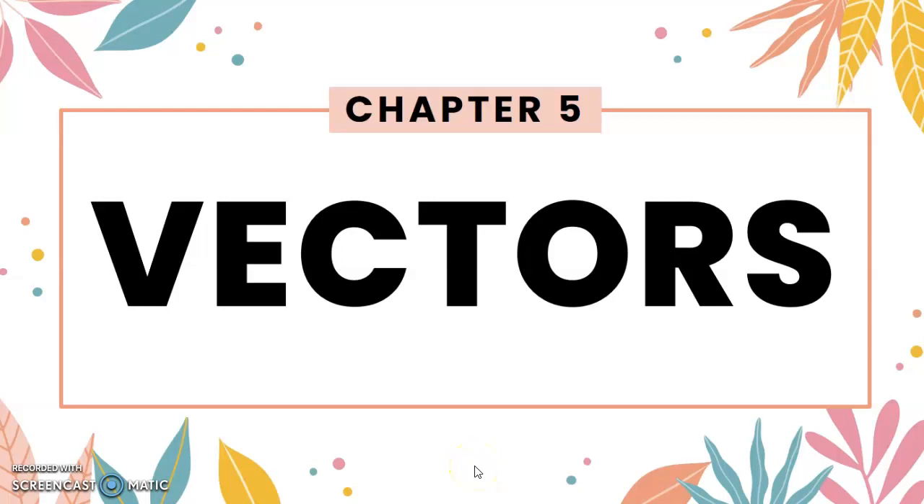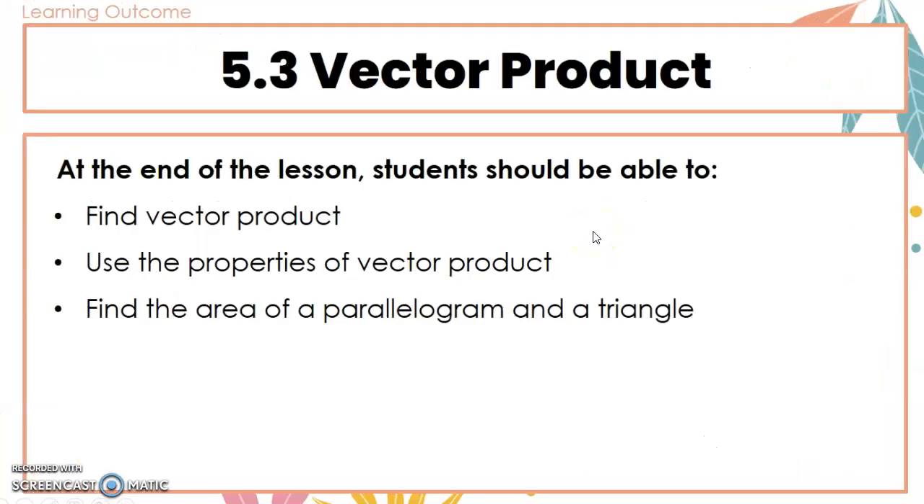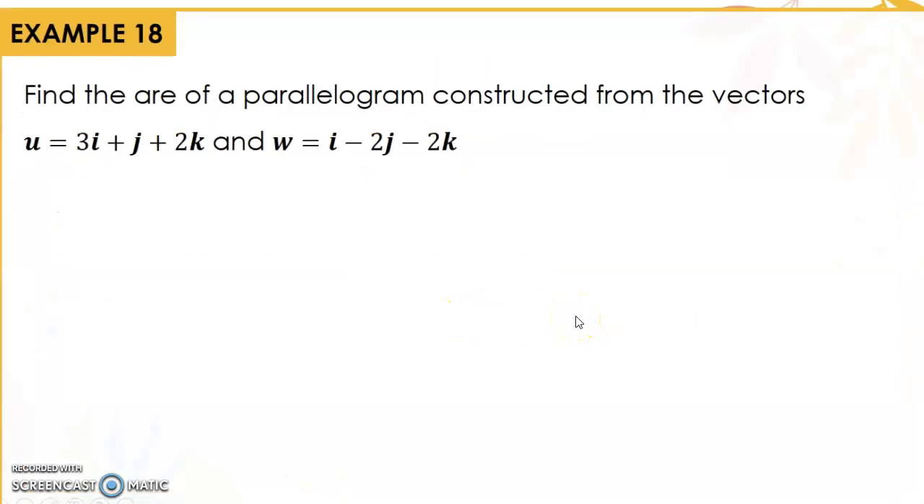Hi everyone, in this video I'm going to discuss chapter 5, vectors. The subtopic is 5.3 vector product. The third outcome: find the area of a parallelogram and a triangle. Look at the first example. We are going to find the area of the parallelogram constructed from the vectors u and w.